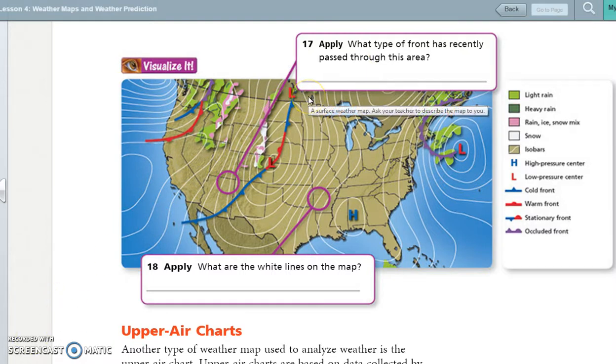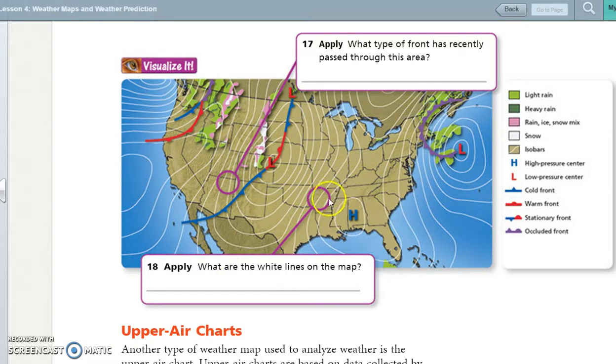All right, on 17 it says, what type of front has recently passed through this area? Well, I can look at this line and I can look at the arrows on the cold front, and I know that the cold front is headed this way. So that tells me that it's already been through this area. So 17, what type of front has recently passed through this area? It's a cold front.